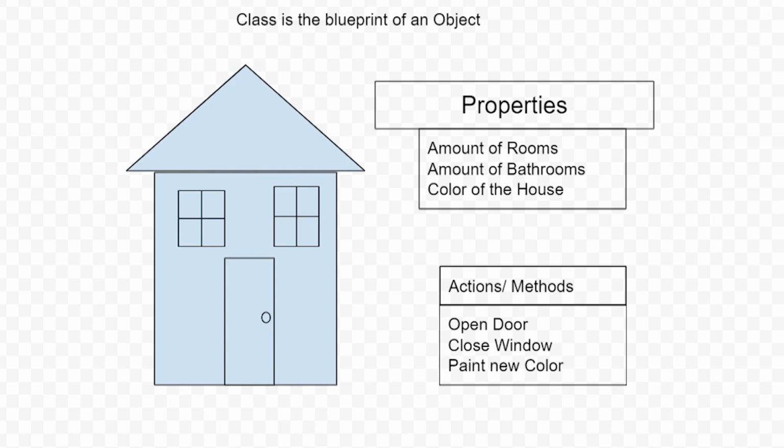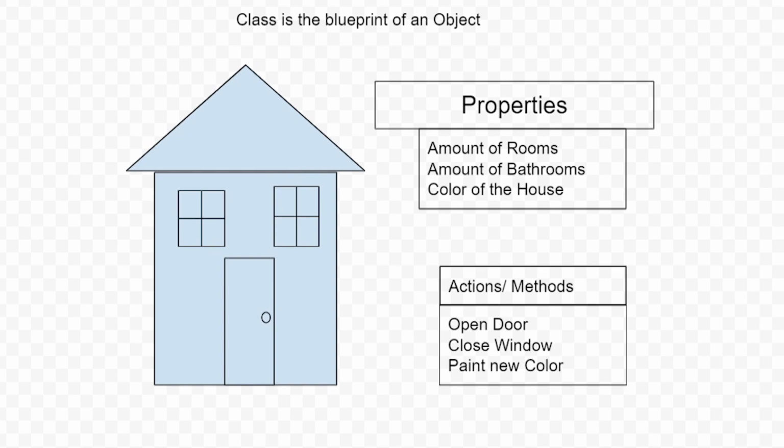Alright, and then we have actions. This is going to be the methods of the object, the things that the house can do. So we can open the door, we can close the window, we can paint a new color. These are the methods of an object. This is going to be the functions that you have within a class. So I hope that helps clear it up a little bit.